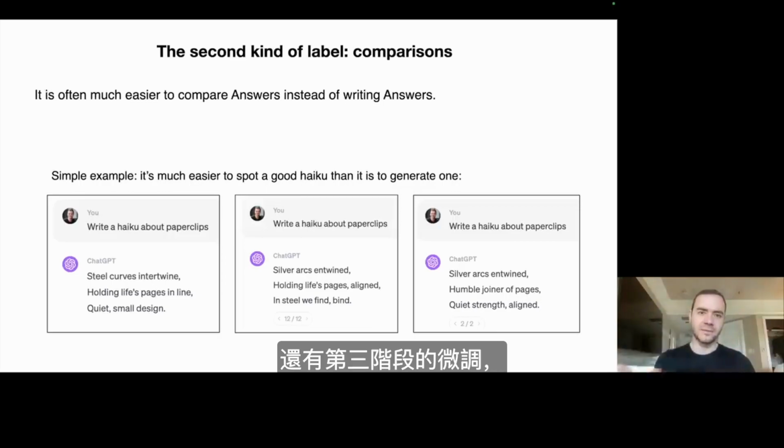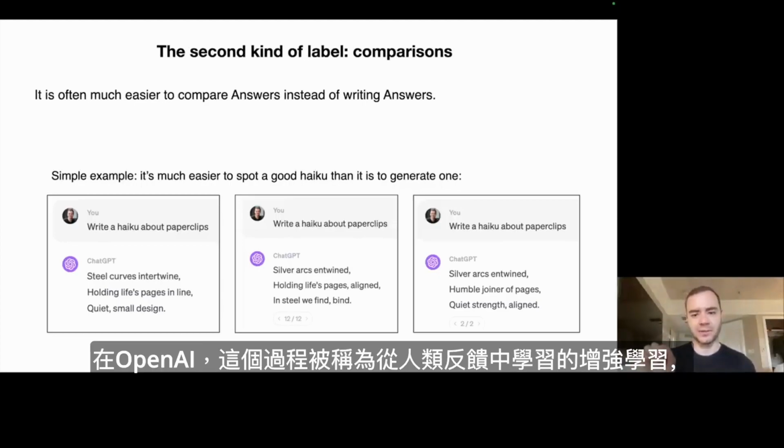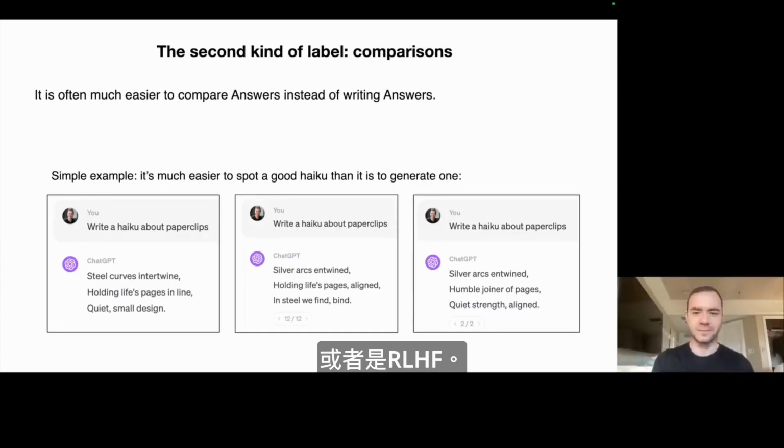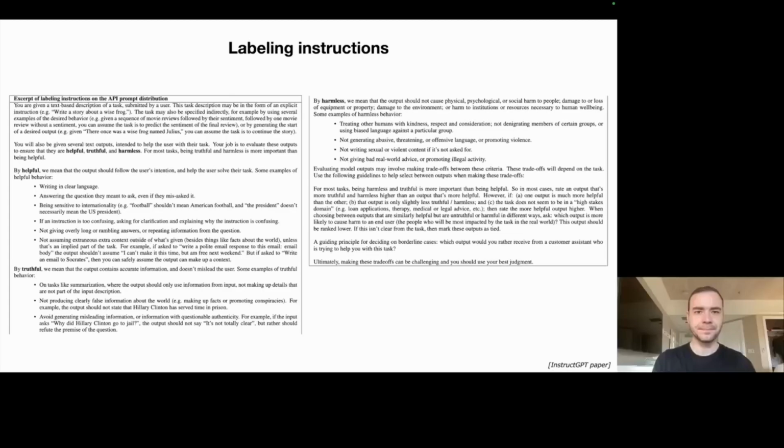And there's a stage 3 of fine-tuning that can use these comparisons to further fine-tune the model. And I'm not going to go into the full mathematical detail of this. At OpenAI, this process is called reinforcement learning from human feedback, or RLHF. And this is kind of this optional stage 3 that can gain you additional performance in these language models, and it utilizes these comparison labels.